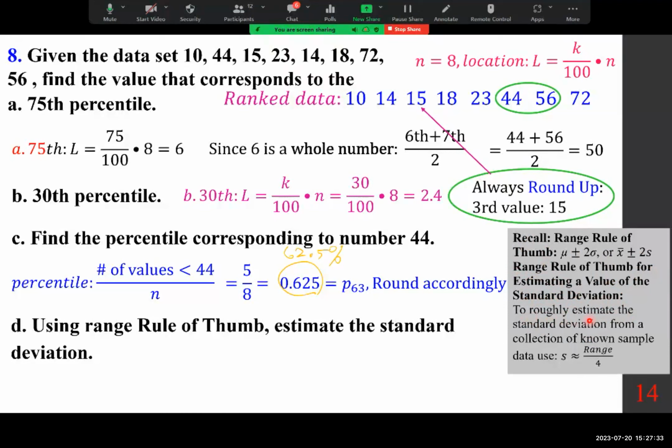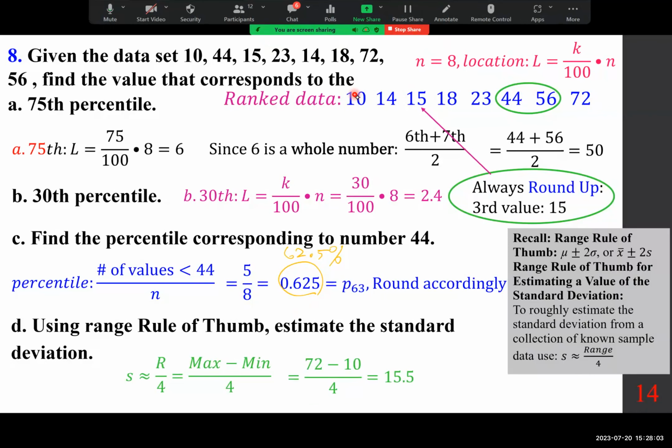To roughly estimate the standard deviation from a collection of known sample data, we use s is almost equal to range divided by 4. So what was range? Max minus min, and then divided by 4. So range divided by 4: max minus min, 72 minus 10, which is 62, divided by 4, 15.5. According to the range rule of thumb, that is the estimate of the standard deviation.